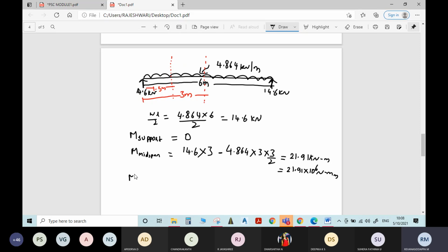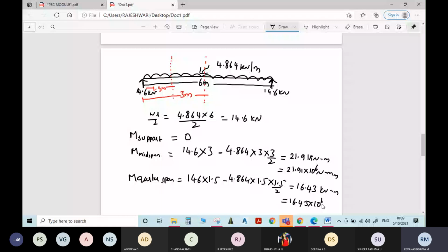Similarly, you find moment at quarter span is equal to 14.6. Quarter span distance is 1.5, minus 4.864 into 1.5 into 1.5 divided by 2. Tell me the answer. 16.43 kilonewton meter. 16.43 into 10 power 6 Newton millimeter.